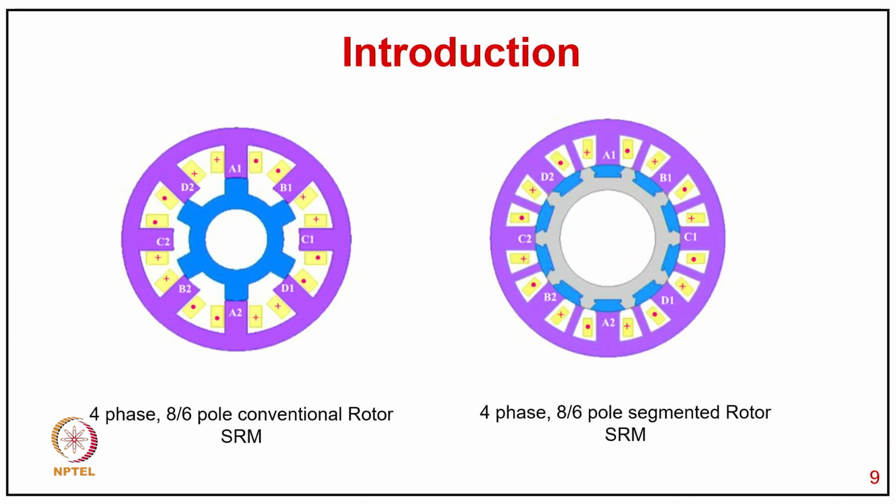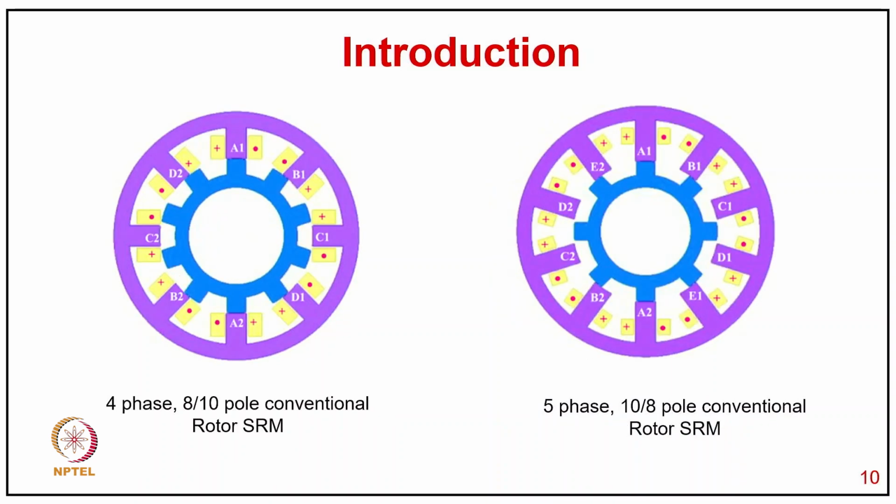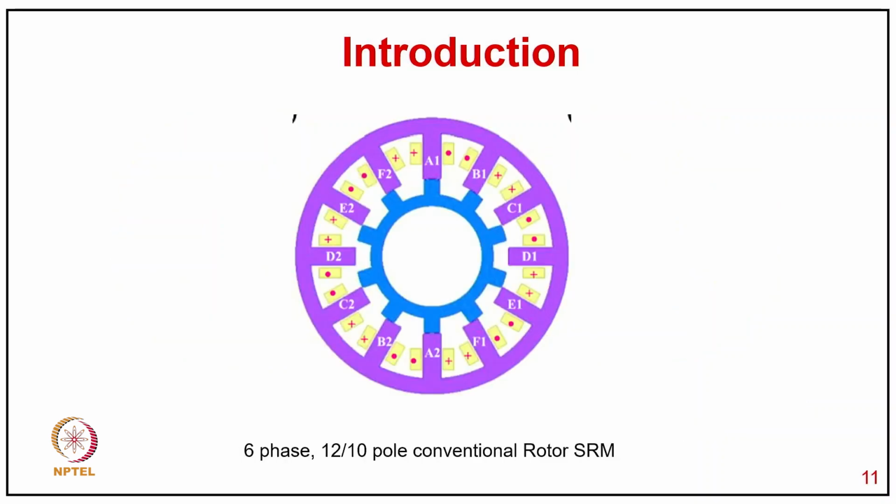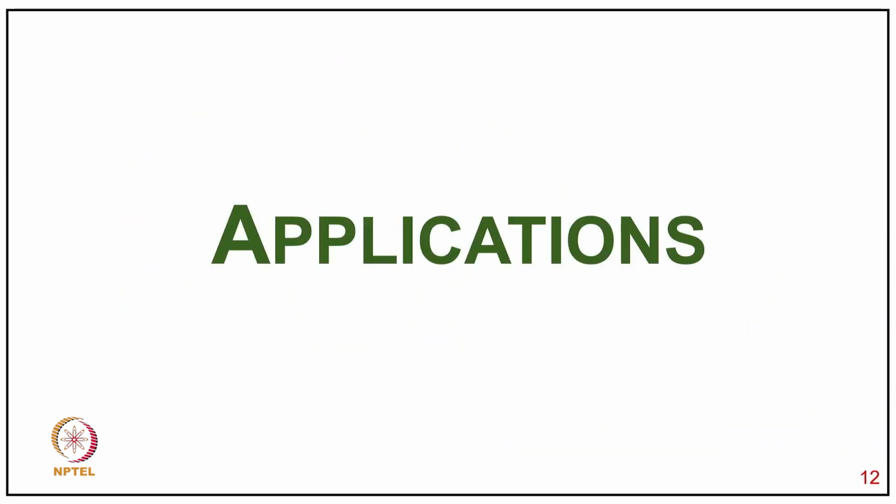Then of course you can see a 4-phase 8x6 conventional rotor, and then a 4-phase 8x6 segmented rotor switched reluctance motor, which is recently advocated. Then a 4-phase 8x10 conventional rotor switched reluctance motor and a 5-phase 10x4 conventional rotor switched reluctance motor. Then a 6-phase 12x10 conventional rotor reluctance motor. So these are some popular configurations.